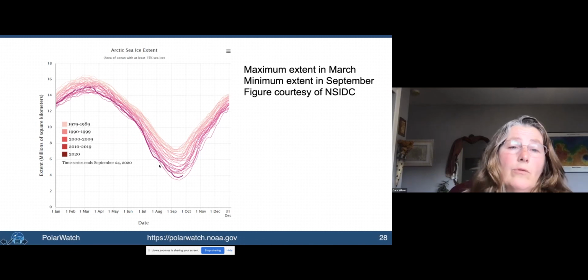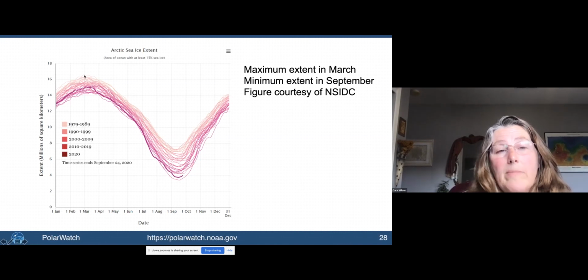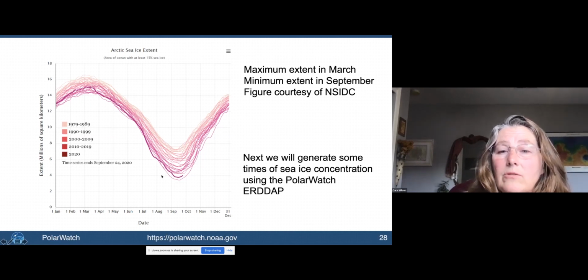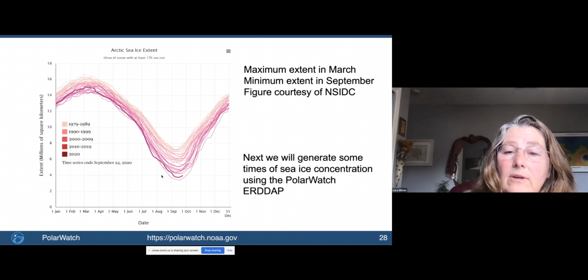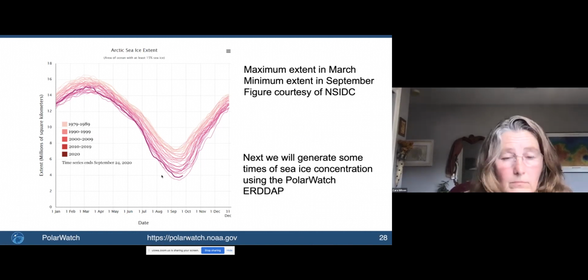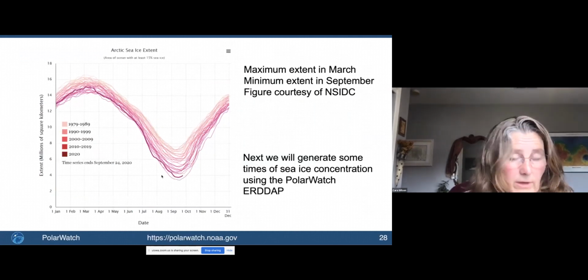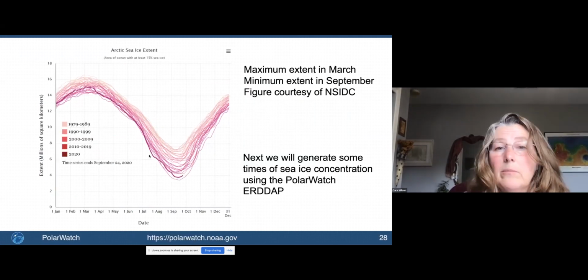So over the 30-40 year record we have, there is this decrease in the extent. There's a decrease in the wintertime when there's that maximum extent, and also a decrease when we have the minimal extent. But generally, to track it, one looks at the minimal extent of the sea ice, and we're going to do that next. We're going to generate some sea ice concentrations using the data that we're going to get from Polar Watch.